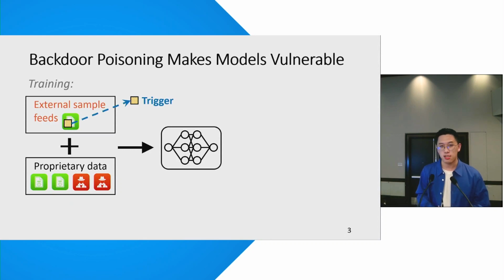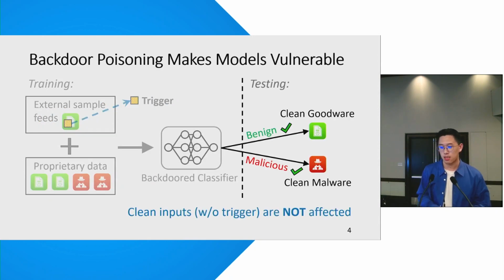It puts a specially designed trigger in the external samples and trains together with the private data, and we will get the backdoored classifier. A backdoor attack is different from an adversarial sample because in the testing set, if we don't have the trigger in the samples, like the goodware and the malware here, the predictions are still correct. Goodware is still predicted as benign, malware still predicted as malicious. That means clean inputs without the trigger will not be affected.